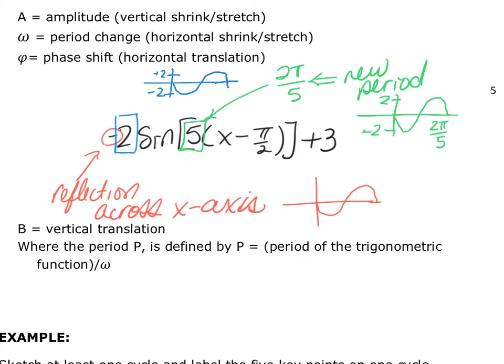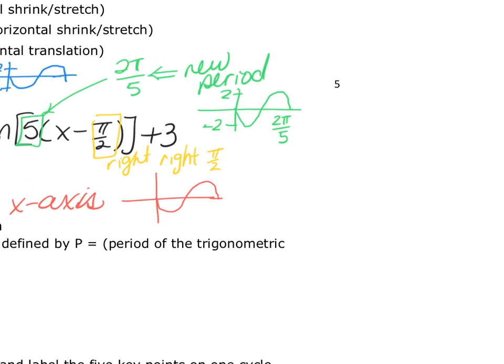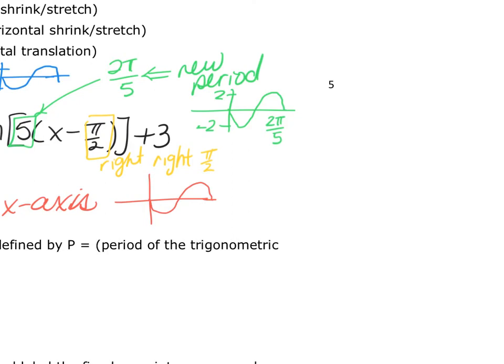What does that minus pi over 2 do to my graph? So I'm going to go right pi over 2. This thing is going to move everything right. It's a phase shift. We're picking this up and moving it. So it's going to go right pi over 2. So what my graph now looks like is it's going to start, instead of 0, 0, it's going to start at pi over 2. And it's going to end at 2 pi over 5 plus my phase shift pi over 2.